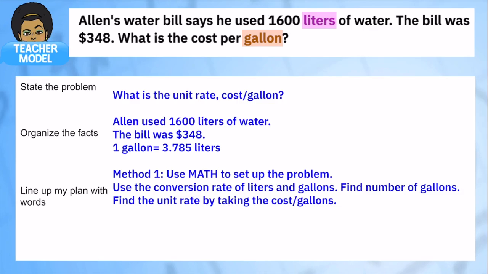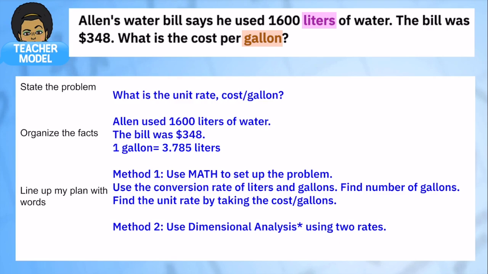That is a perfectly sufficient method if you would like to use it. Here's the second one: we can use dimensional analysis. Now, this is a method that you'll usually use in 8th grade math or on your Algebra 1 Regents, and that requires 2 different rates.